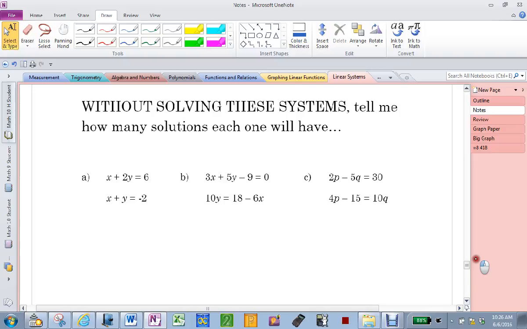You're confident? How confident? Scale of 1 to 10. 8.5. That's pretty confident. Not quite an A, but pretty confident. 8.6. There you go.